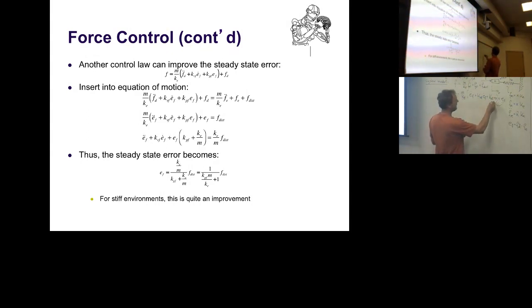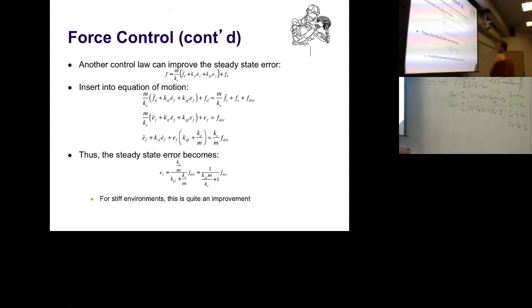We have to bring this thing in here first, because it has the same EF term. So we can do MKE times E double dot F plus KVF E dot F plus then EF times KP. And then if we bring this in here, this becomes KE over M, because it's pre-multiplied by this term. And this is still our F disturbance.